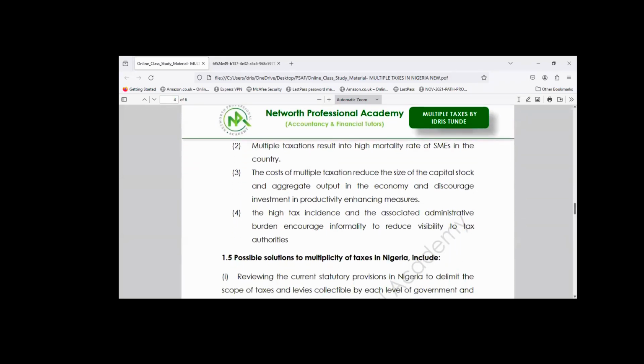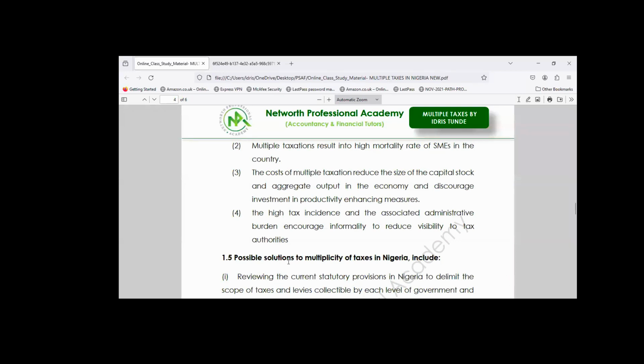Another impact is the high tax incidence and associated administrative burden encourage informality to reduce visibility to tax authority. So those are the impacts. Another impact that I failed to mention in this material is that multiple taxes can result in a high rate of loss of jobs. Most of the companies, once they fold up, will lay off their staff. There will be a high rate of unemployment in Nigeria. Multiple taxes will cause that too. The rate of unemployment in Nigeria will increase due to multiple taxes.